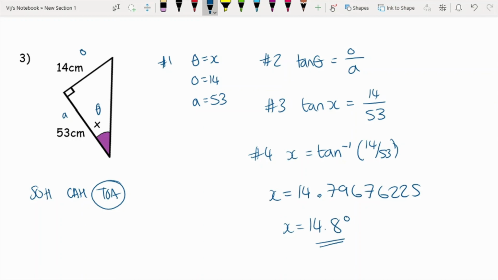So hopefully this makes a little bit of sense in terms of how this slightly differs from working out the missing sides of a triangle, of a right angle triangle I should say, using trigonometry.